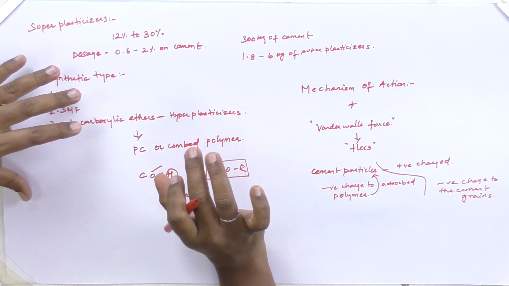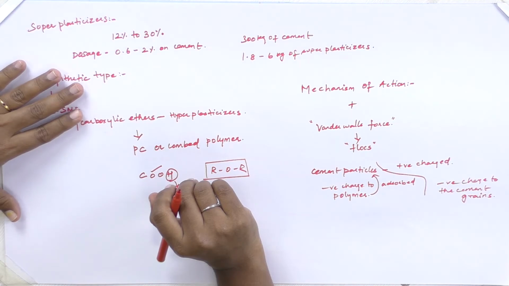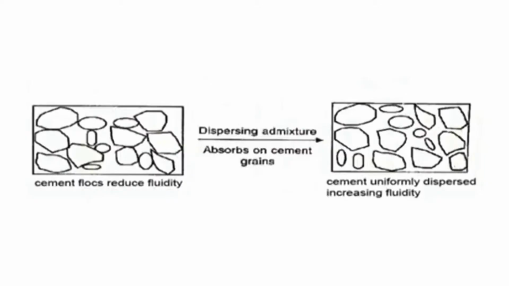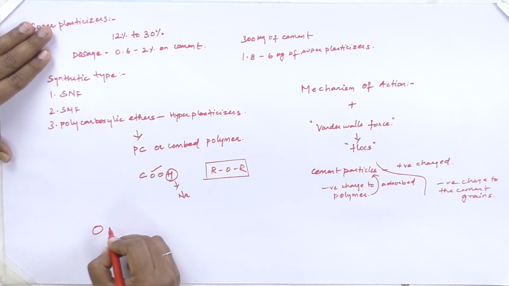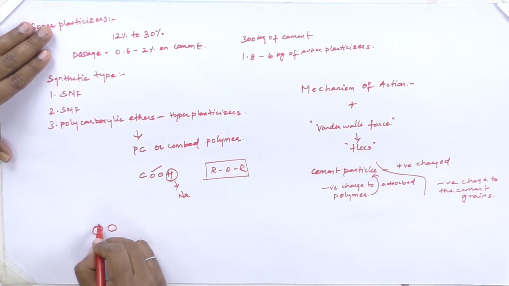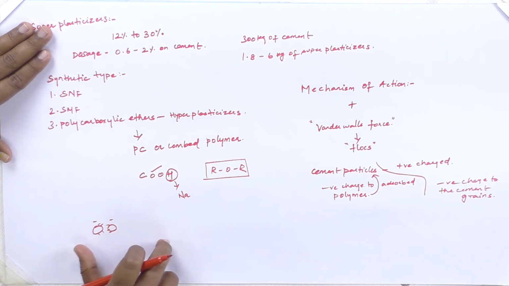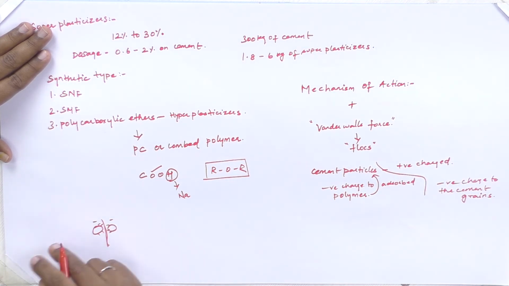Now let's see a figure of how this dispersing action takes place. First, the cement flocks. The first figure shows how the cement particles are flocked together, and after adding dispersing admixtures the particles move apart, and that creates fluidity. This is a cement particle and this is another cement particle. The polymer is attached, they carry a negative charge and get repelled from each other, and the water available here will now be free, so the other cement particles can react with this water.